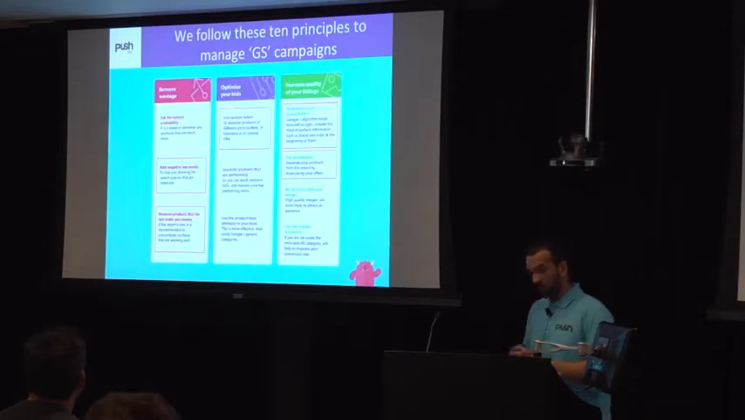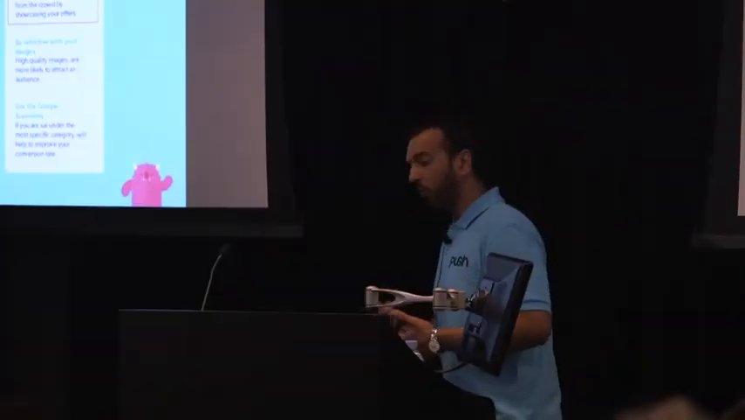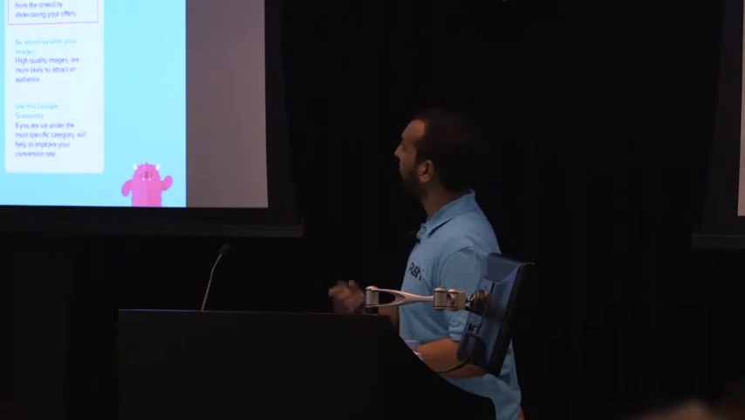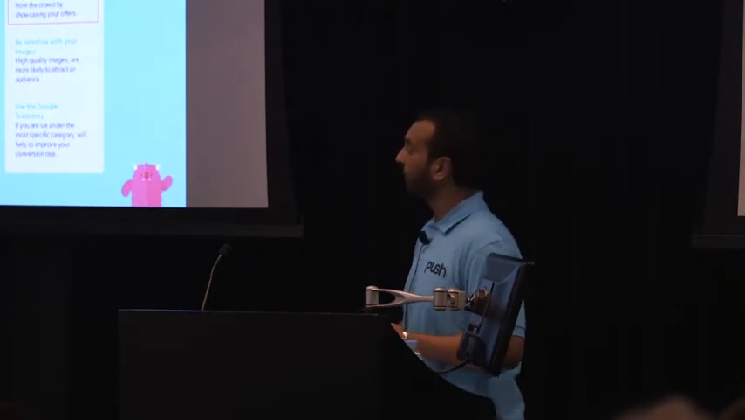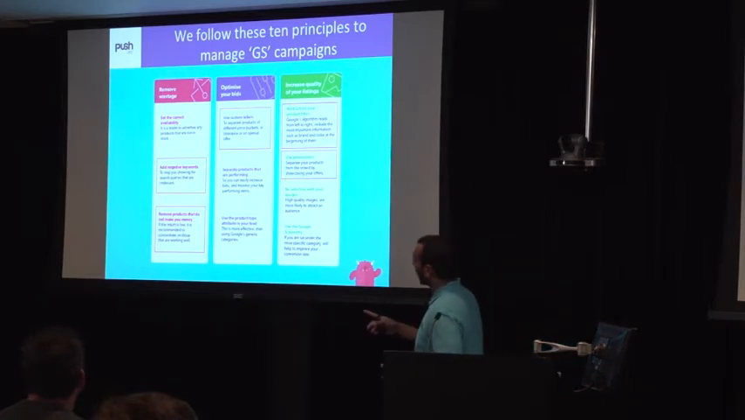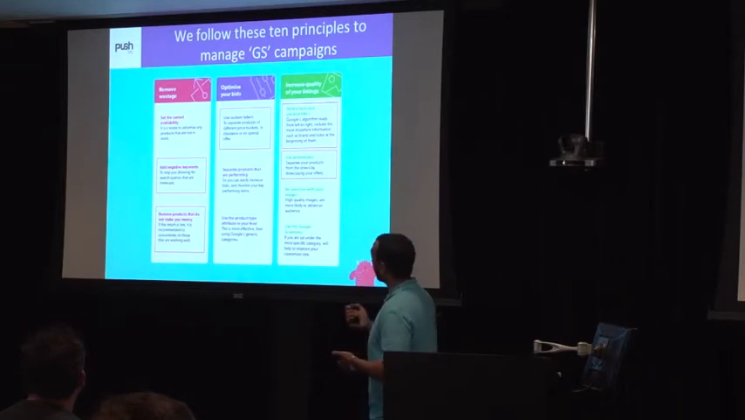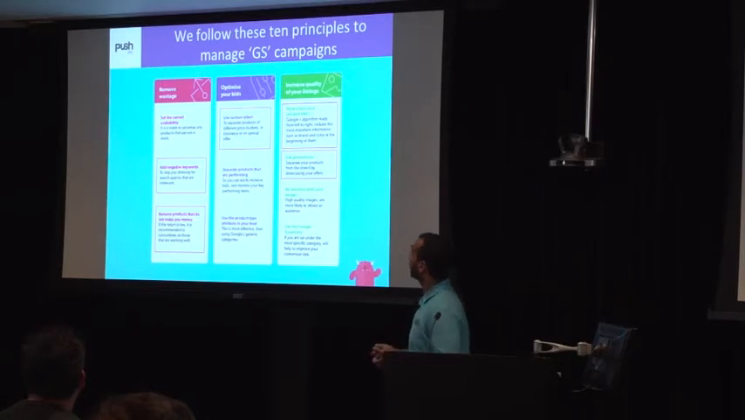So moving on, I just wanted to describe our management process. When we manage Google Shopping campaigns, we're following 10 principles, and these principles are broken down into 3 sections, if you like. The first one, its aim is to remove wastage. The second, to optimize our bids. The third, to increase the quality of our listings.